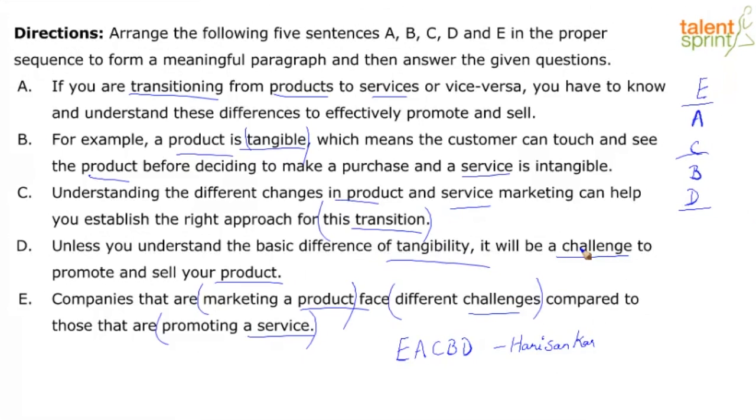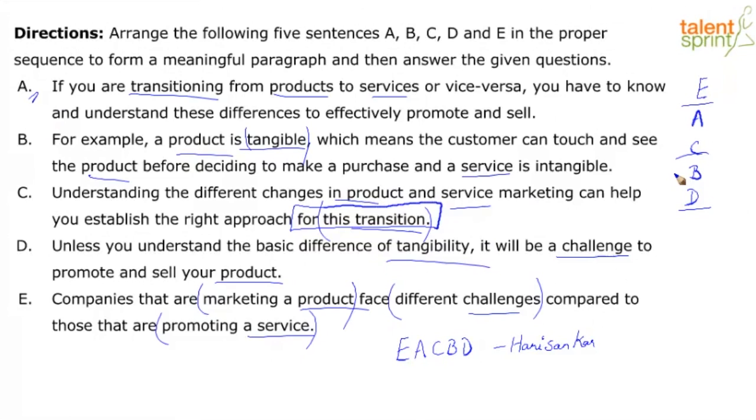One. Second is because we already have transitioning, which is our clue word. C kind of bridges that gap because it says "for this transition." That's another clue phrase, which is explained in A. The transition that you're making from products to services or services to products, right? That's one. Second is A and C.